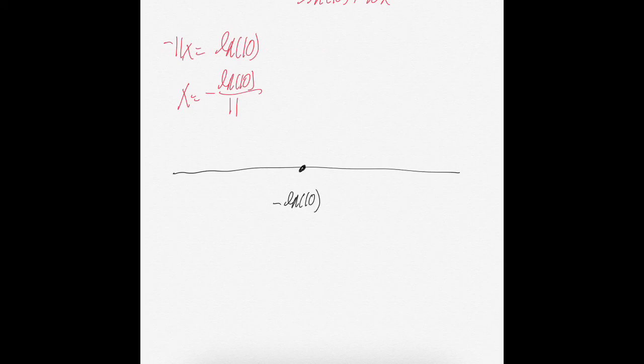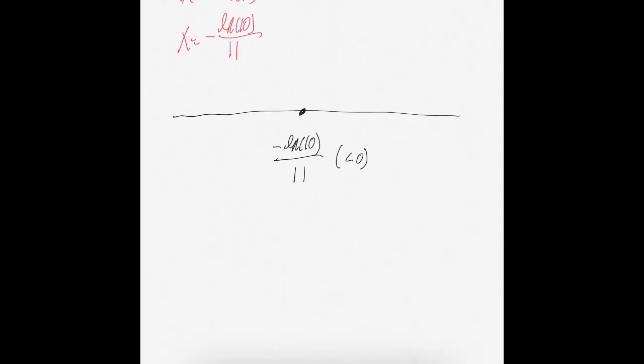So just like before, let's go ahead and draw our number line. The only point which we need to label this time is negative ln 10 over 11. Now let's see, is that going to be positive or negative? Well, ln of 10 is positive, so this is going to be negative. Right, so the 0 is over here. So I'll just make a note that this is less than 0.